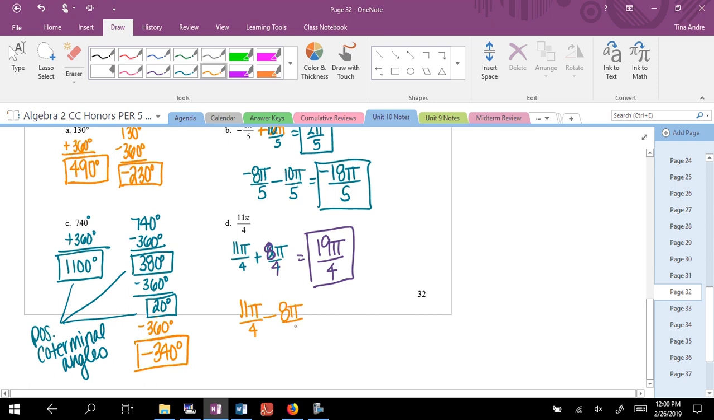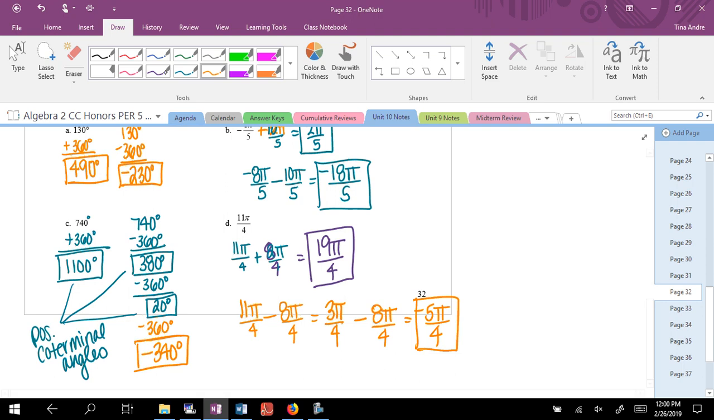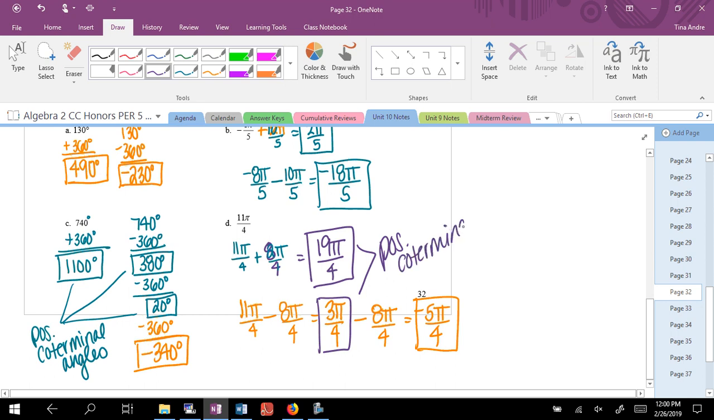So this is going to be 3 pi over 4, which is still positive. So that just means I have to subtract again to get a negative. So there's my negative 5 pi over 4. So again, you could say that this is another answer. So these are both positive coterminal angles. So those are all acceptable.